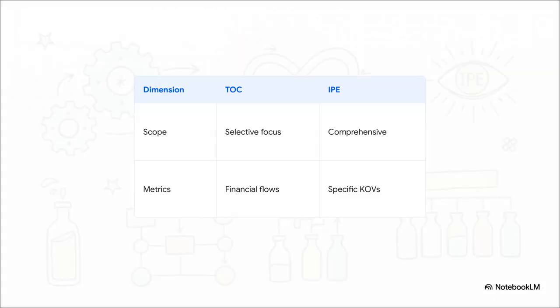That said, when you look at scope and metrics, they vastly differ. TOC is a highly selective prioritization philosophy. It deliberately focuses only on the current constraint. IPE, on the flip side, is a comprehensive coverage architecture. It covers absolutely every element. And for metrics, TOC is looking at system-level financial flows, like throughput and inventory. IPE is focused on those sector-specific KOVs tied right to industry mapping tables for quality, cost, and delivery.